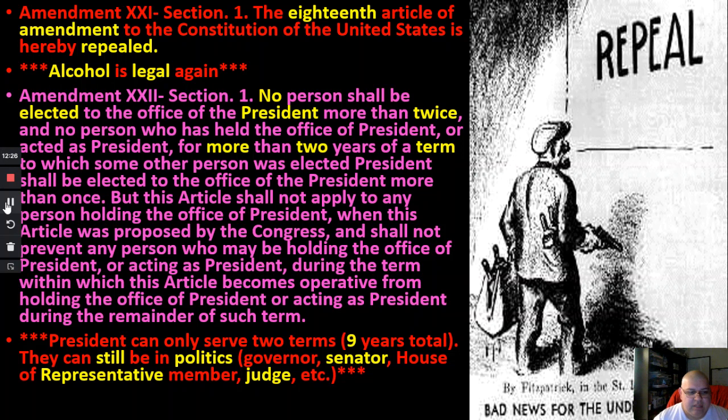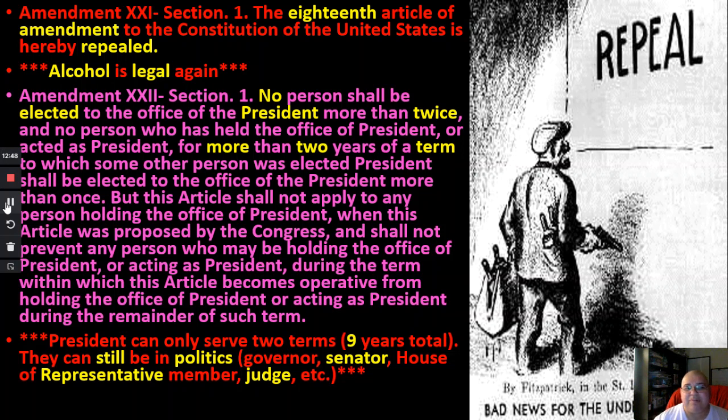Okay. Now, once a president is done being president, he can be basically anything he wants afterwards. He can still be in politics as a governor, senator, House of Representatives member, even a judge. We've had a president become a judge in a courthouse. They can do that, but they can't become president anymore.